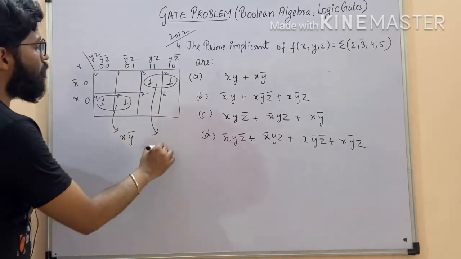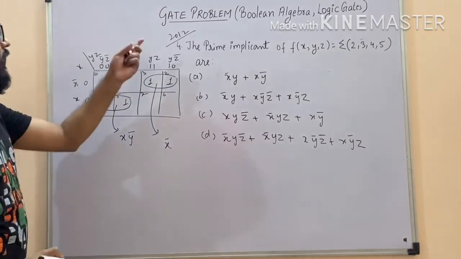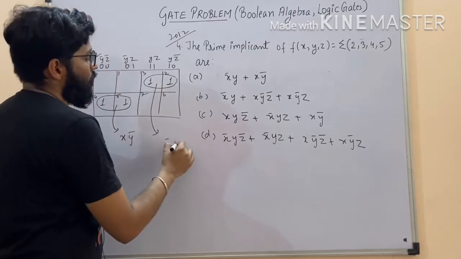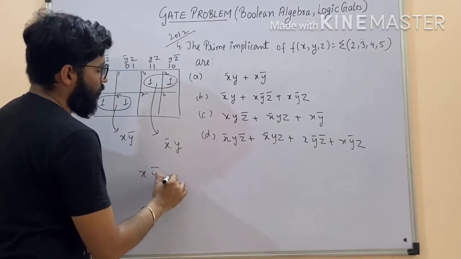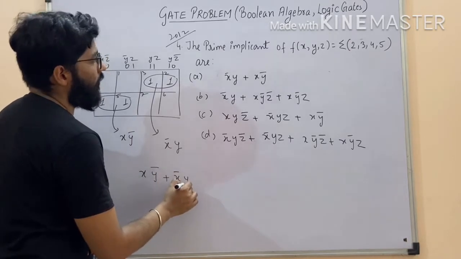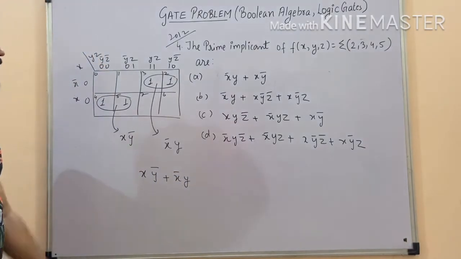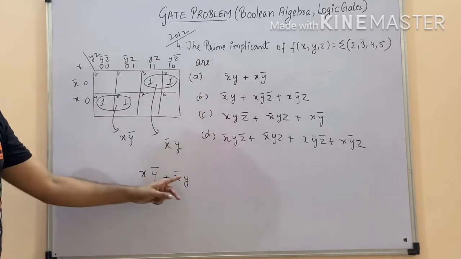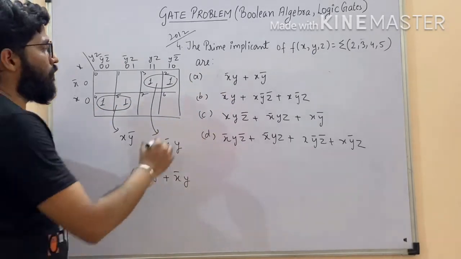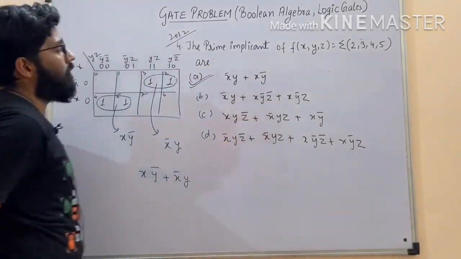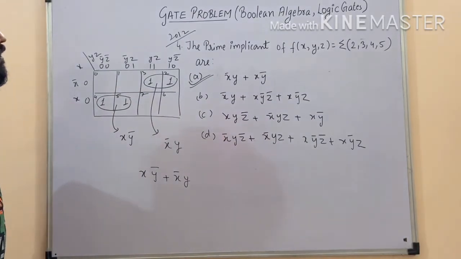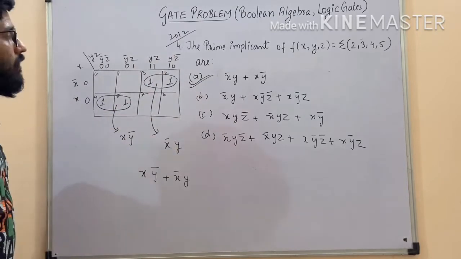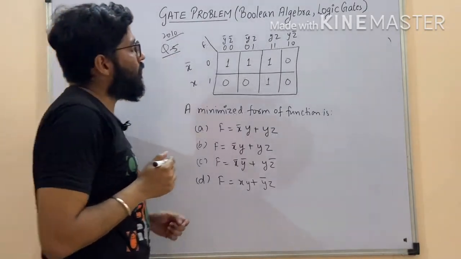In the left what is common? X complement is common. At the top you will see y is common. So there are 2 prime implicants, that is x y complement plus x complement y. So which option is correct? You see this is x complement y and x and y complement. Option A is correct. So in this fashion you will determine the prime implicants also. Okay, so this problem was asked in GATE 2012. Now see the next problem.